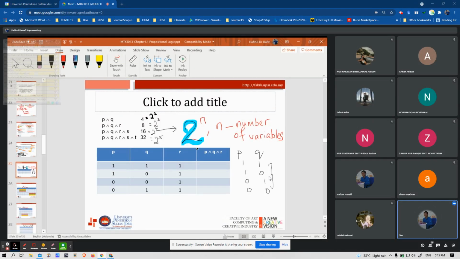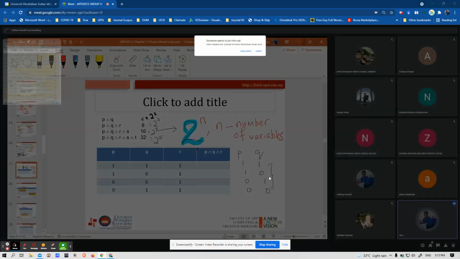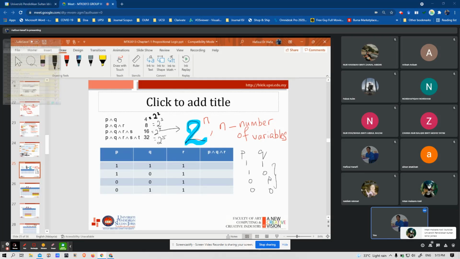Okay, for today we look at 2 power of n. The n is the number of variables. If p is 2 power of 0, q is 2 power of 1, and this one is 2 power of 2. 2 power of 2 means they have a sequence 1, 2, 3, 4. Okay, and then p and q is 1 plus 1, and then plus 1 is 1, and then the other is true.